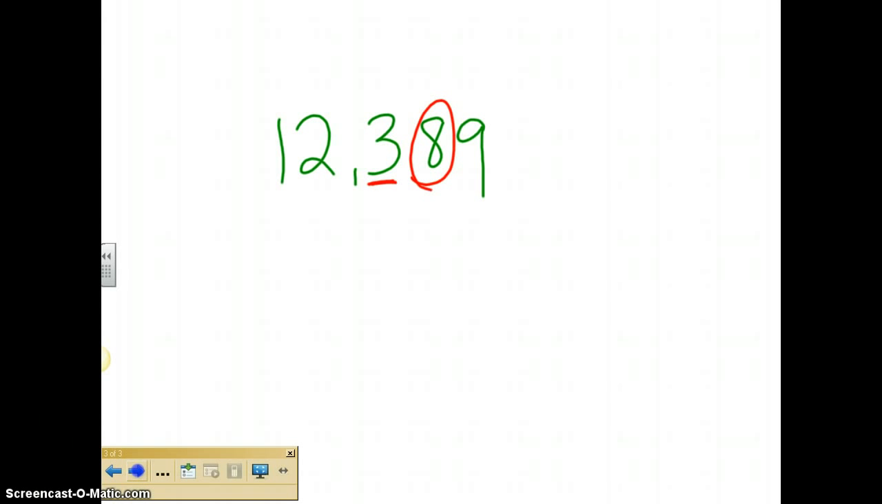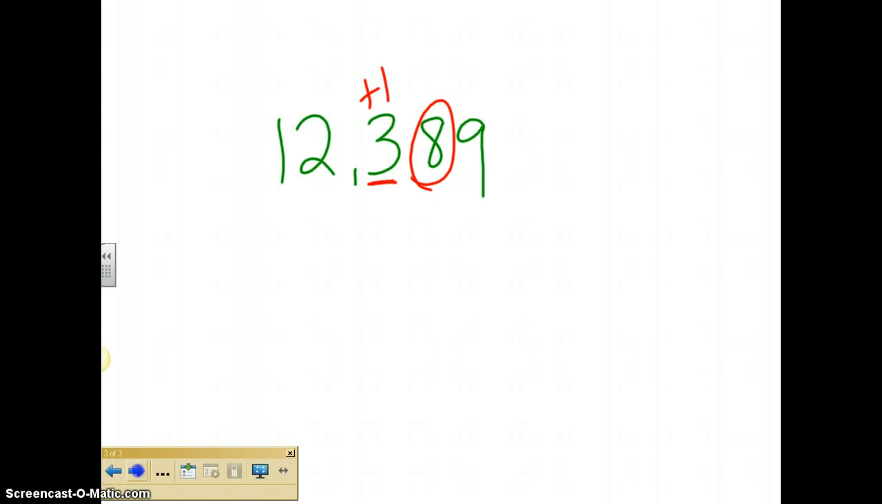Let's look at a little bit bigger number. Let's look at 12,389. I want to round that to the nearest hundreds. So I underline the hundreds place value and circle the 1 to the right. My focus is on the circled number. Is that a 0 through 4 or a 5 through 9? That's a 5 through 9. So we say 5 through 9, add 1 to the line.